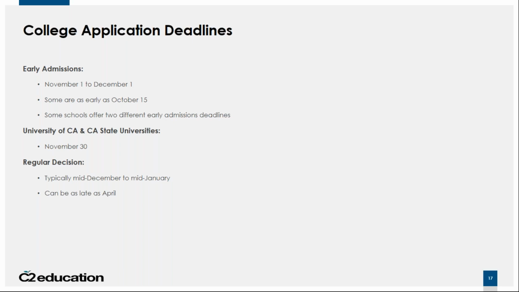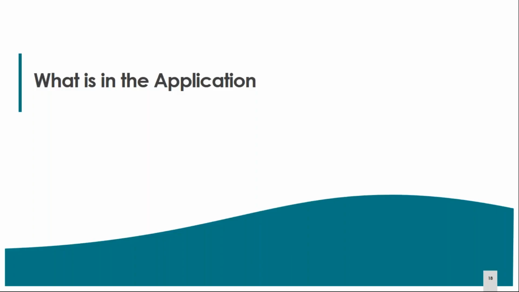Regular decision is usually mid-December to mid-January. Again, sometimes ranges from December 15th to January 15th. However, especially if you look at rolling admissions, which is in that sort of regular decision pool, they can be as late as the beginning of April. So again, I cannot stress this enough. Look up the application, look up what it is that you're going to be applying for, and see when it is. Now, let's talk about the actual application.